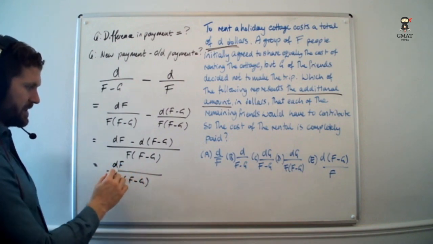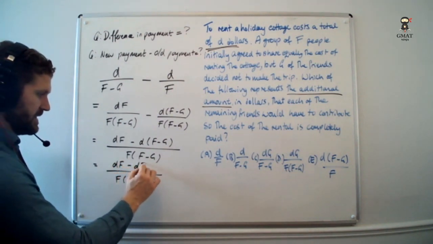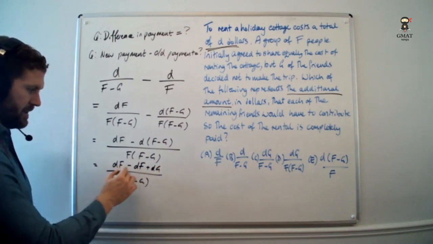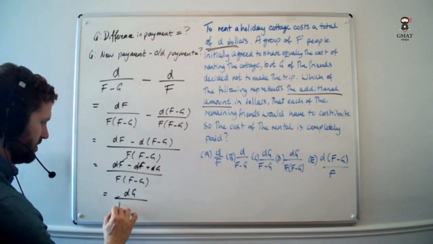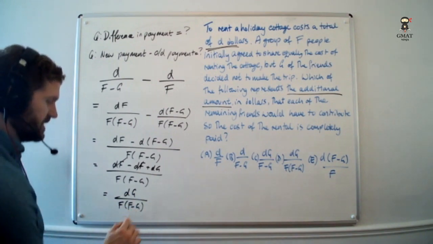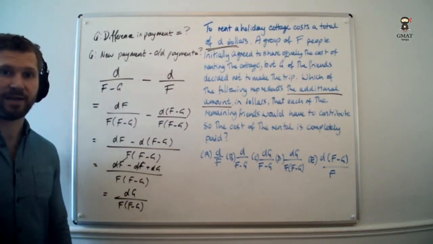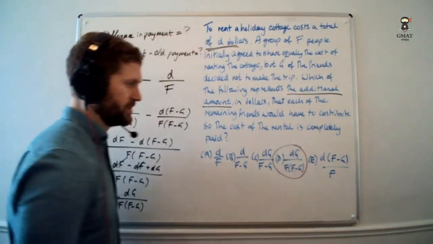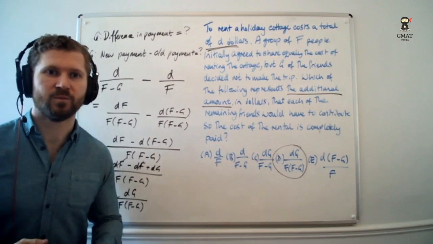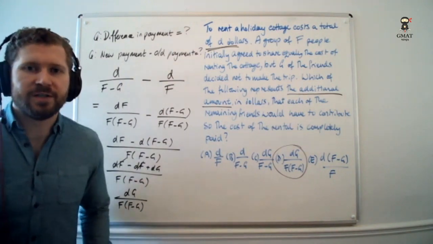So expanding the brackets will give me DF minus DF plus DG. The DF's will cancel, and I'll be left with DG over F minus G. And comparing that to the answer choices over here on the right, that will match answer choice D, and D is the answer.